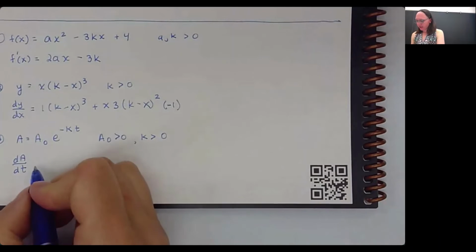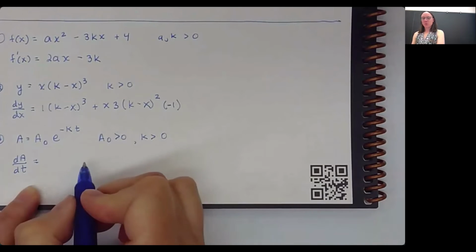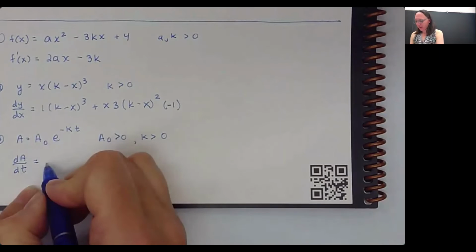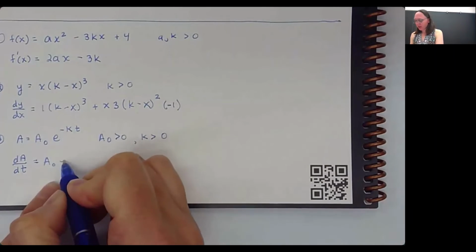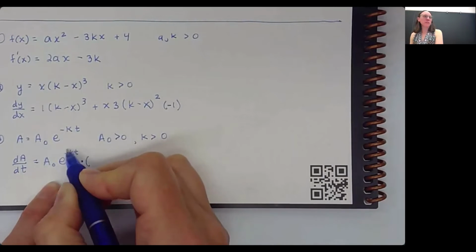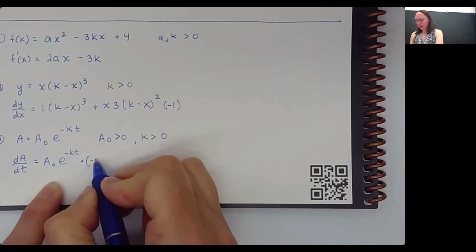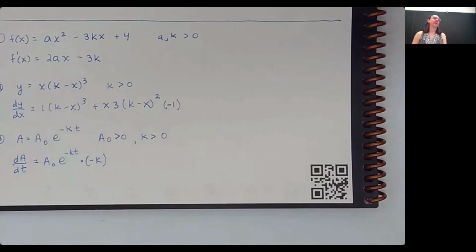And finally, for number 3, I've got this exponential function. When I take the derivative, that a naught is coming along for the ride. When I've got e to the something, I leave it alone. Then I need to remember to multiply by the derivative of that exponent, which in this case would be -k. Totally fine to put the -k in the front. I put the -k in the back.